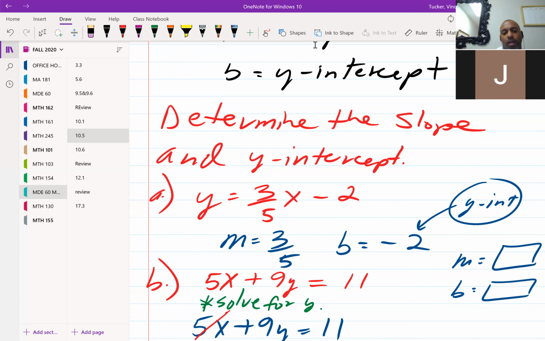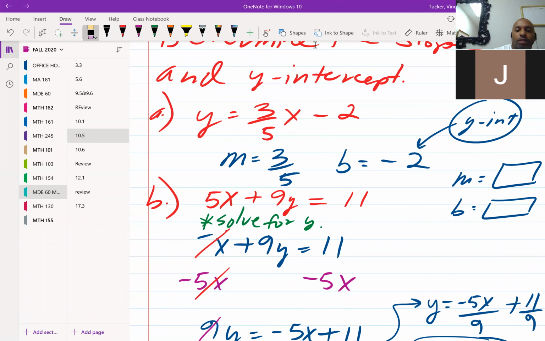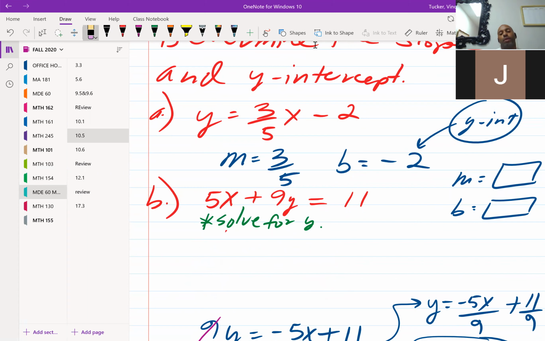All right, any problems with A before we look at B? Okay, so now B is not solved for y. Let me erase this just to give you the equation before we look at solving it. So we have 5x plus 9y equal to 11. Your goal now should be to solve for y. You want to put it in this form right here, with y on one side by itself.